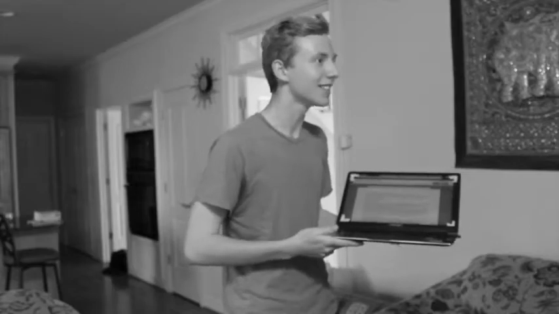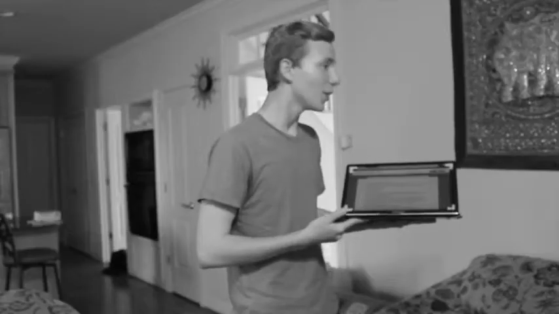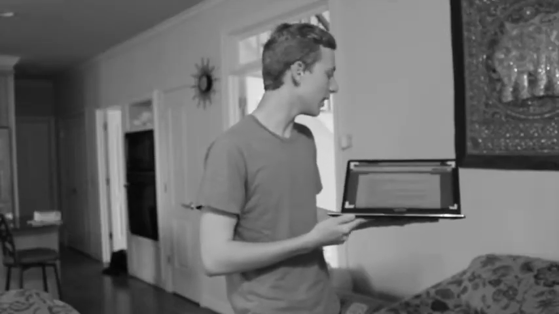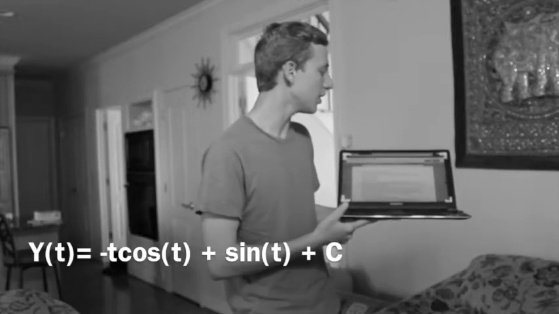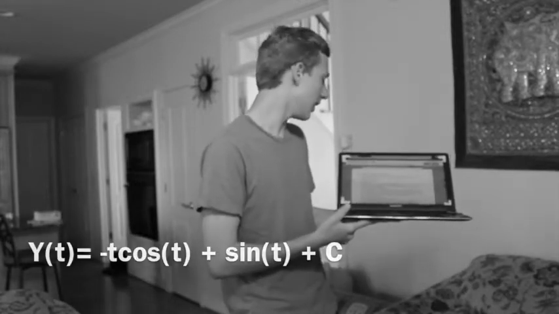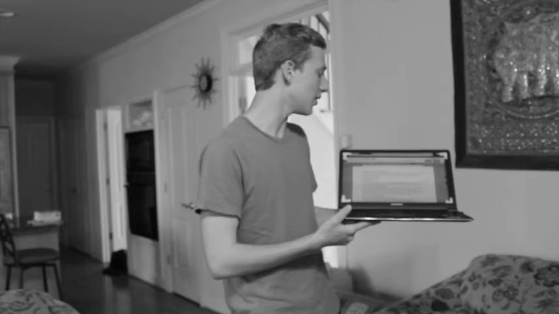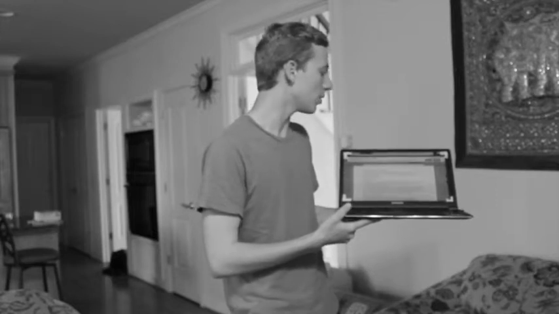I'm glad you asked. We can use integration by parts to find that the integral is y of t equals negative t cosine t plus sine t plus c. Now, by evaluating these integrals from 0 to 3, we know where we have to be in 3 seconds. What about the initial conditions?